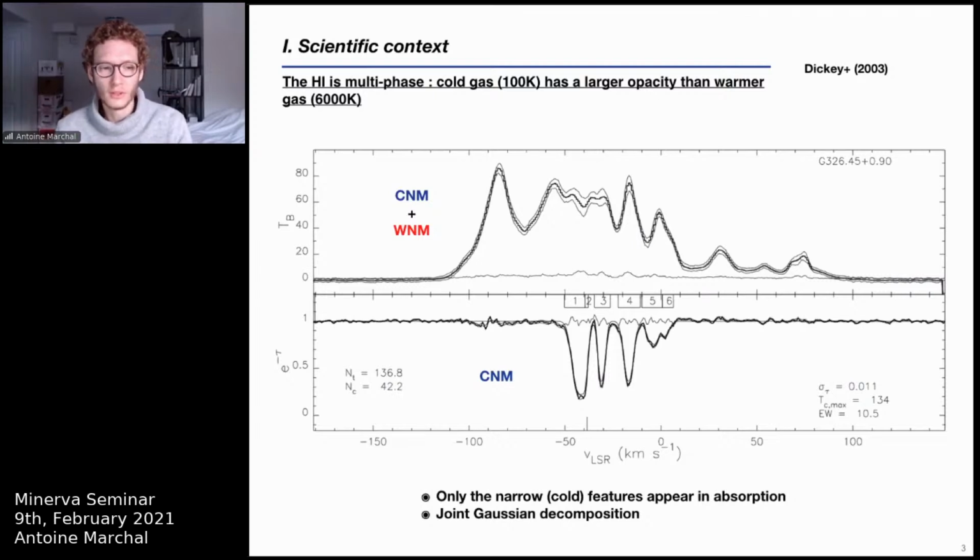So if you do a joint Gaussian decomposition, if you analyze this and subtract the contribution of this CNM you see in absorption in the emission spectrum, at the end of the day, you can tell the amount of cold gas that you have along the line of sight. And you also have a very precise determination of the spin temperature, the kinetic temperature of the cold gas along the line of sight.